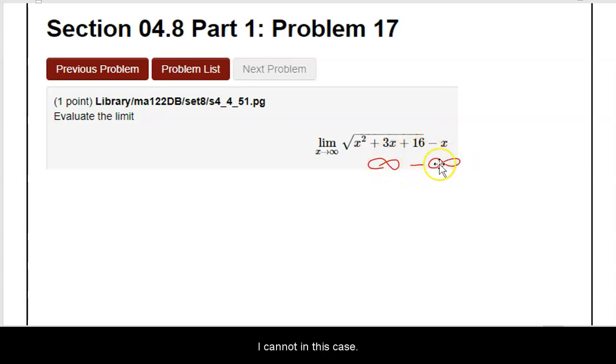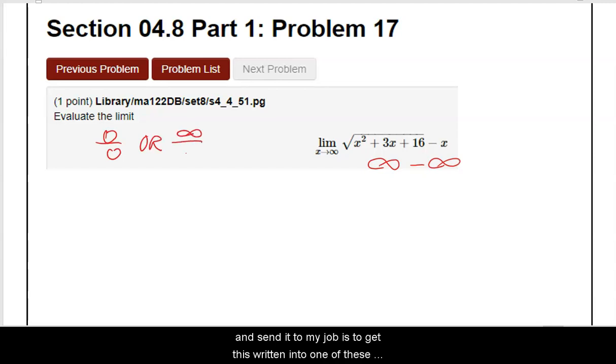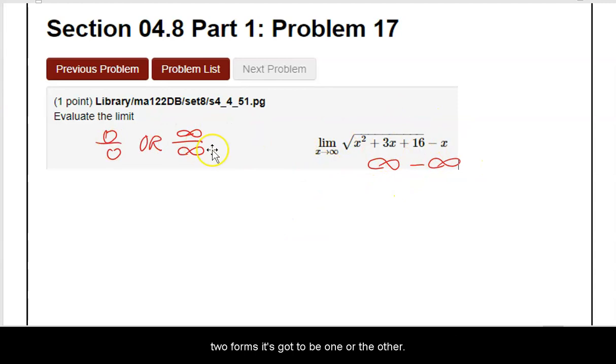I cannot, in this case, use L'Hopital's rule because this is not a fraction form. I can only do L'Hopital's rule on 0 over 0 or infinity over infinity. So my job is to get this written into one of these two forms. It's got to be one or the other. Now, there are different techniques. Some students would multiply by the conjugate over itself. That would be the way that we did it before in chapter 2, and that's certainly an arithmetic way of doing it.